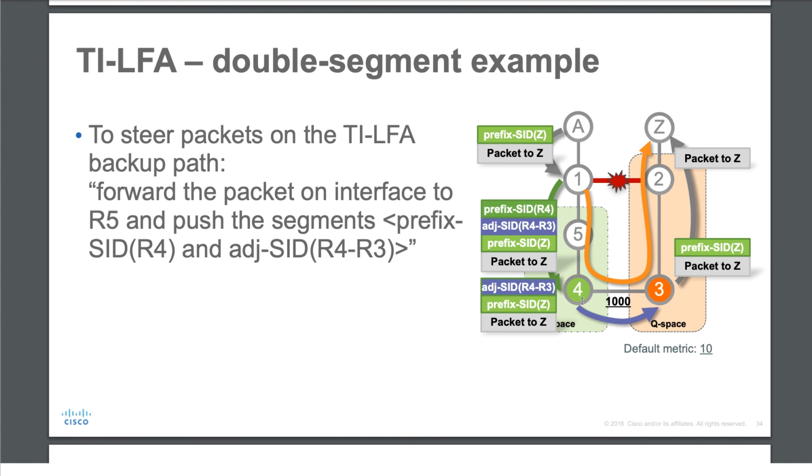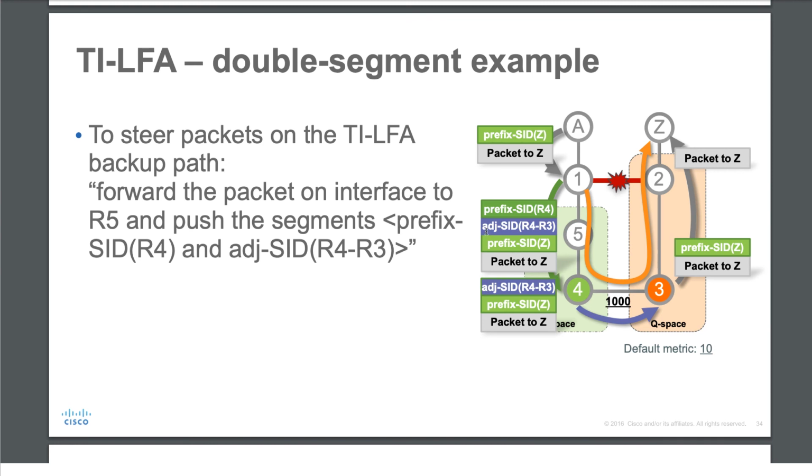So once the packet reaches node 4, it will take off the top label. Then it looks at the next instruction in the stack. The next instruction says, make use of the adjacency SID between R4 and R3. And using this label or this instruction, it will come to the Q space. And once it reaches the Q space, it already knows how to reach this particular prefix SID or destination. And that's how it will route the traffic.